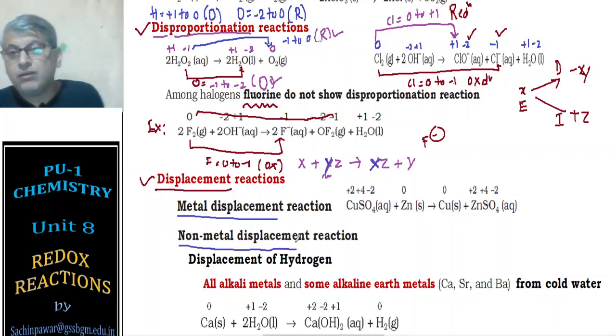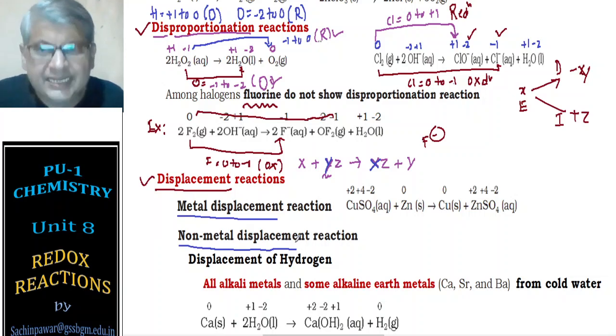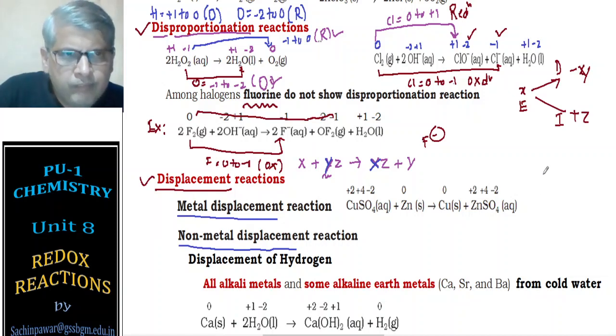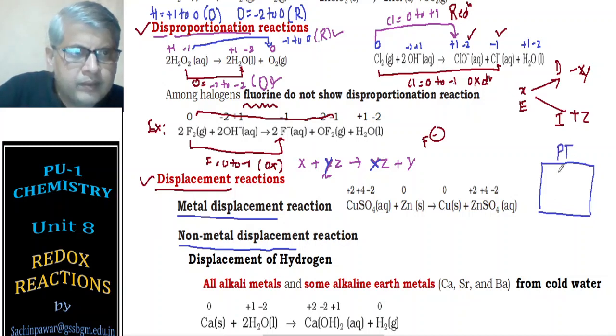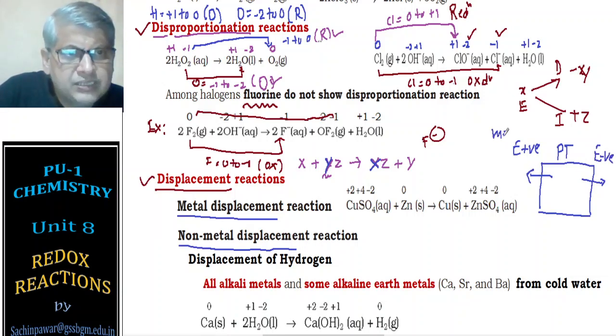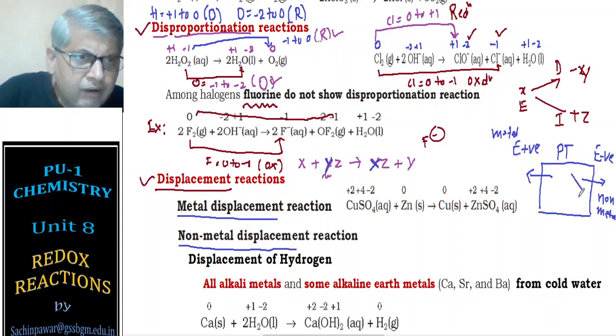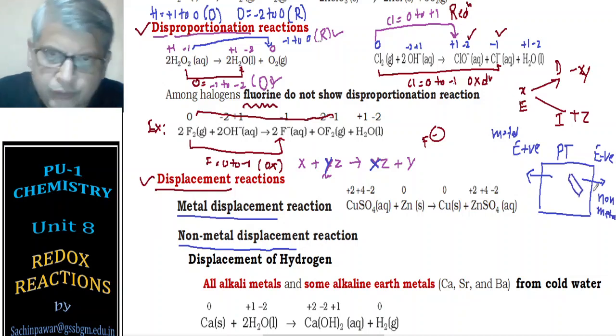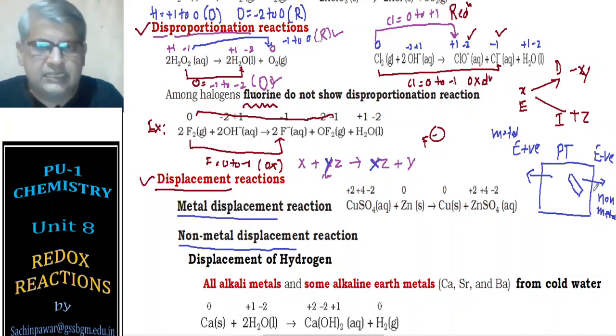We have metal displacements and non-metal displacements. Metal displacement means metal is getting displaced. Non-metal displacement means non-metal is getting displaced. Now you already know from the periodic table, suppose this is a periodic table, the elements on this side are electropositive and elements on the right hand side are electronegative, and the electropositive elements are metals. On this side we have non-metals, and in between we have some metalloids that you will learn in the periodic table. In between we have metals as well as non-metals.